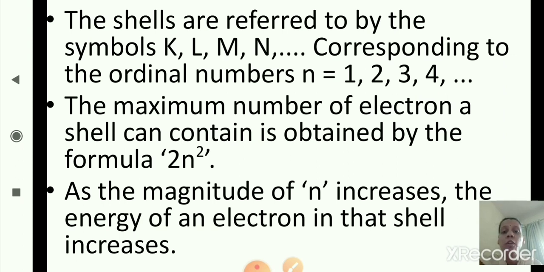As the magnitude of n increases, the energy of an electron in that shell increases. As the magnitude of n increases, that is, as the number of shells increases from n1 to n2, n2 to n3, the energy of an electron in that shell also increases.